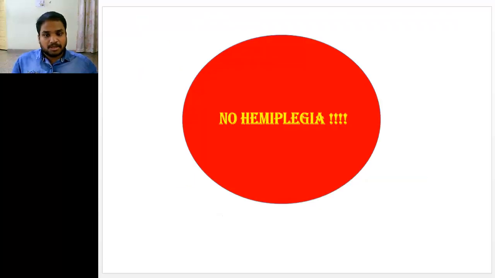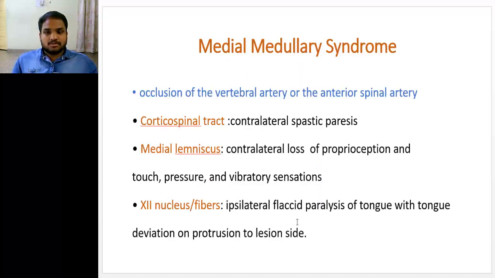Very important, remember that there is no hemiplegia in a patient with lateral medullary syndrome, right? So this you should keep in your mind. The corticospinal tracts are not involved. So there is no hemiplegia in case of a lateral medullary syndrome, right? So now we come to the medial medullary syndrome. It is due to occlusion of the vertebral artery or the anterior spinal artery, right?